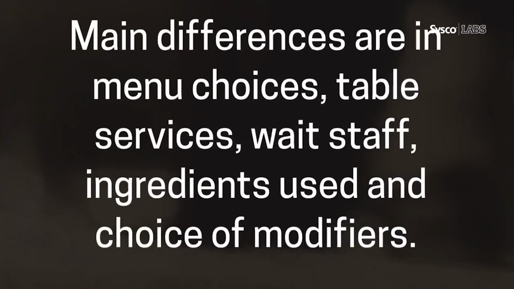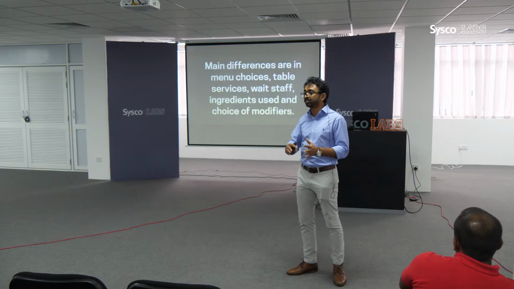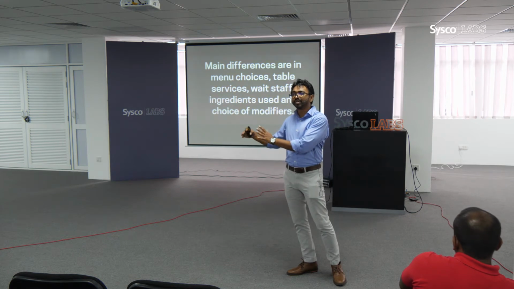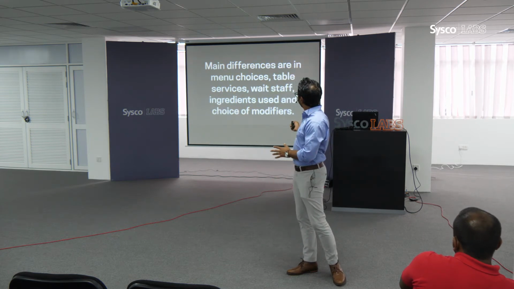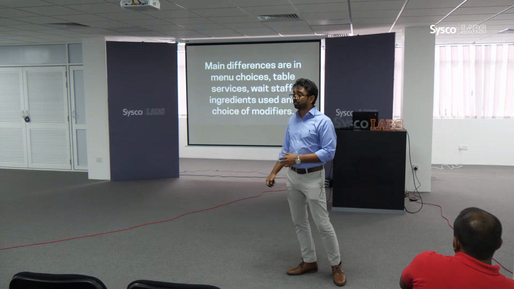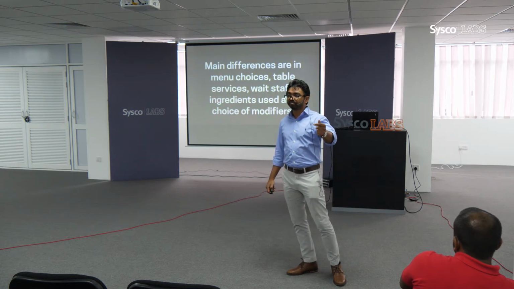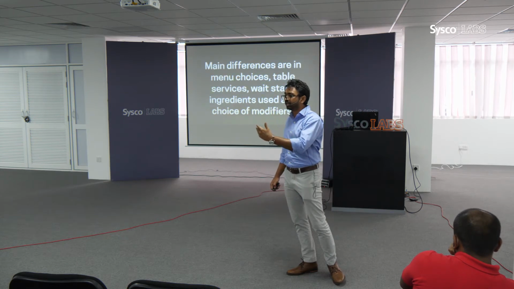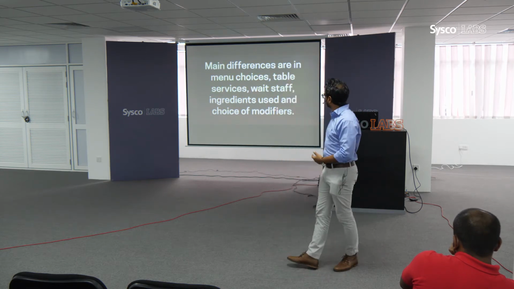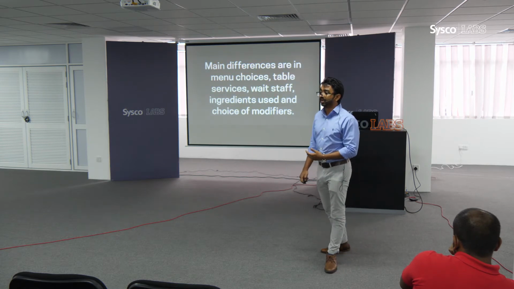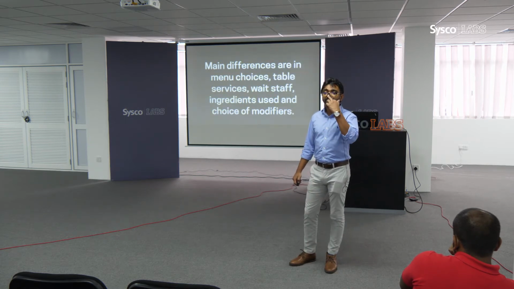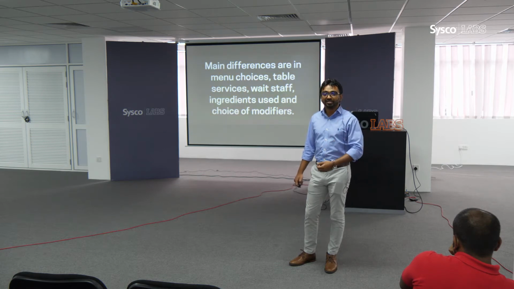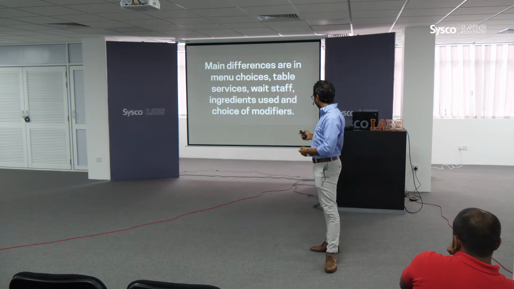In a limited service restaurant, your menu choices will be limited, as the name suggests. Whereas in the more full service restaurants, you might have a little more choices available. Things like table service or not. On a fast food or limited service restaurant, you will have counter self-service type of operation. Whereas on a more full service restaurant, there'll be waiters, ordering and serving as well. And then things like ingredients of choice. In more full service restaurants, you'll have more focus on better quality, better branded stuff, if you know what I mean.